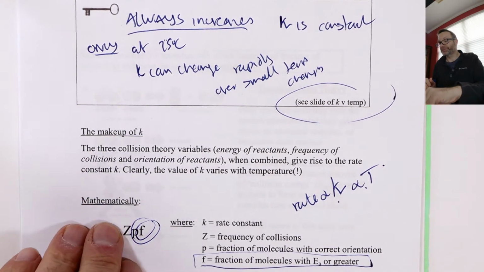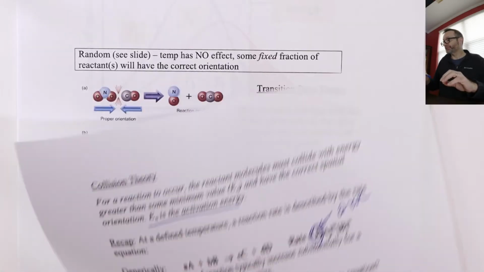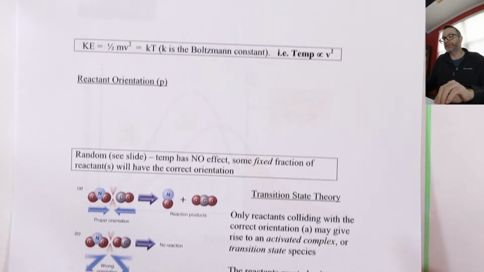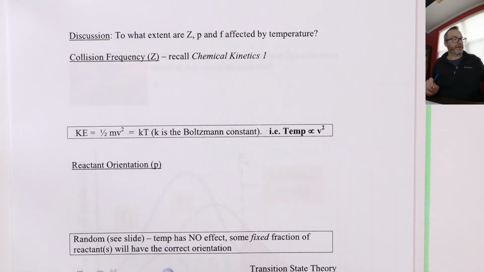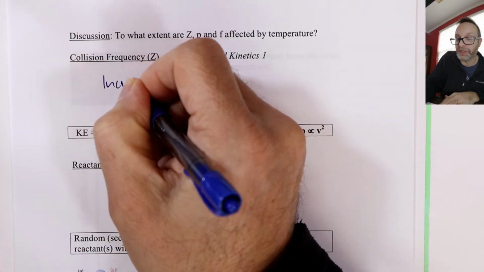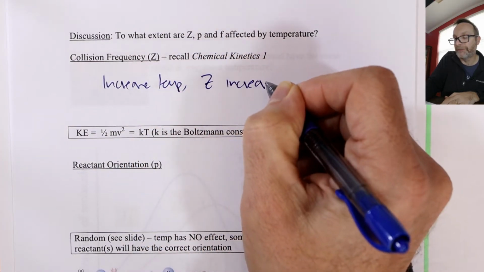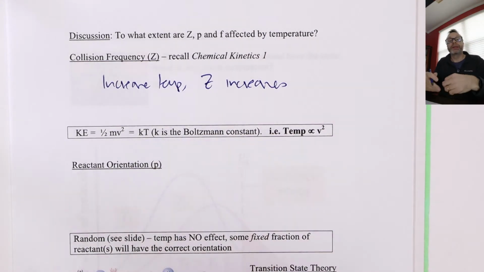All right, moving forward then, we talked about it a little bit. Let's dig into some details. To what extent are those three, Z, P, and F, affected by temperature? Collision frequency, is that affected by temperature? Yes. As you increase temperature, Z increases. You increase the temperature, the number of collisions per second increases. So that's a relationship between the two. It's important.